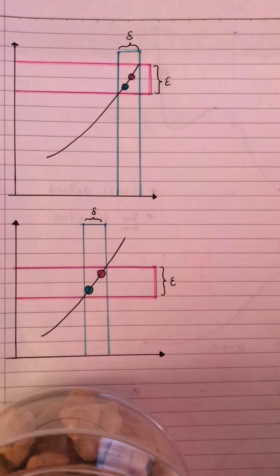While uniform continuity is defined as: a function f: A → R is uniformly continuous on A if for every ε > 0 there exists a δ > 0 such that |x − y| < δ implies |f(x) − f(y)| < ε.